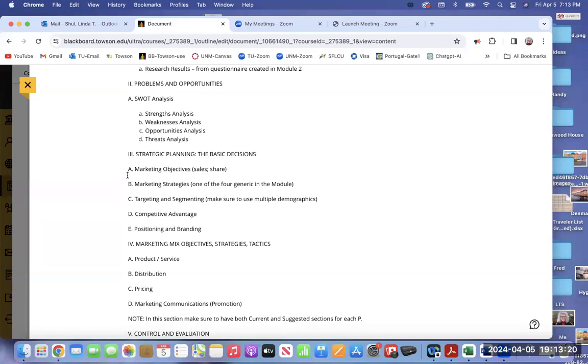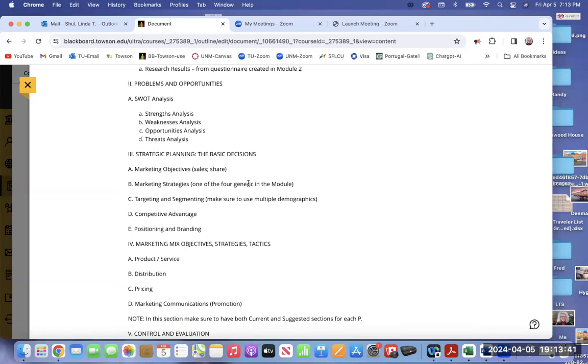So an example here could be: increase revenues by 2% in the next 6 months. So you have measurable, 2%, and you have time specific, in the next 6 months. Make sure you have those 2 things as part of your marketing objective.